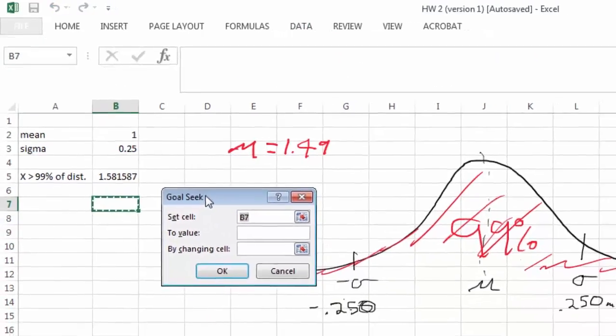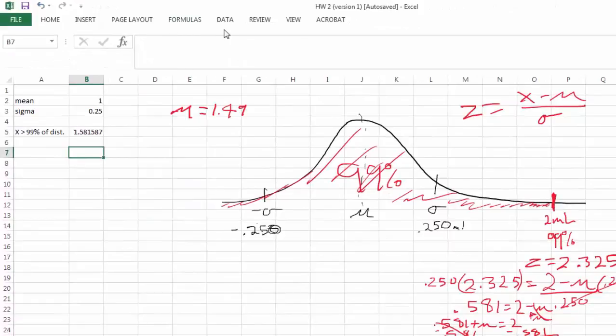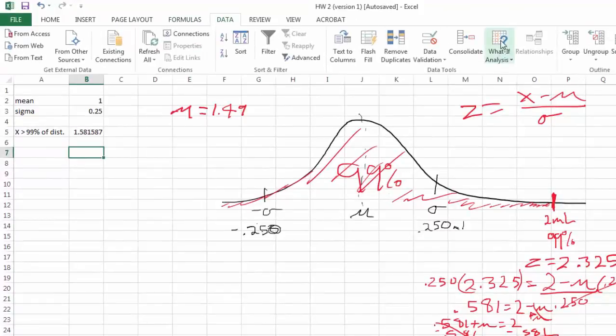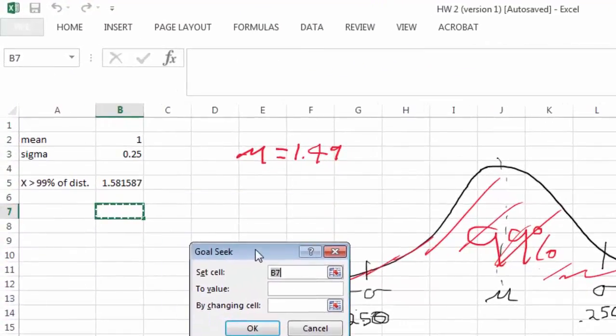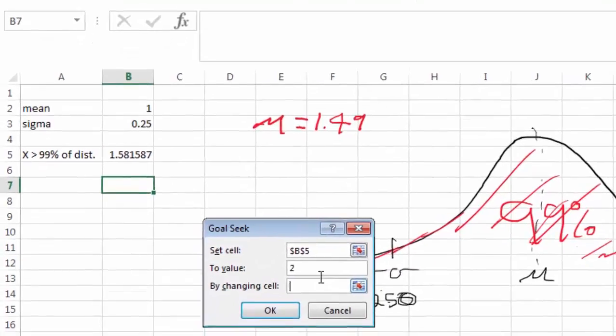Okay, so notice what I did. What I'm going to do is go to Data, and then over here in What If Analysis, and I'm going to select Goal Seek. Okay, and you notice there's three things here. It says set cell, so we pick a cell that we want to find a value for to the value by changing another cell. The cell we want to set is our calculated inverse distribution, so that's going to be B5. So we want to set cell B5, and we want to set it to 2, and we're going to set that by changing B2.